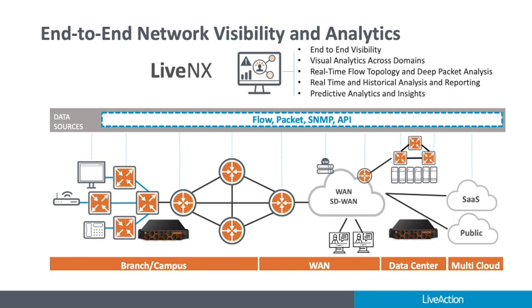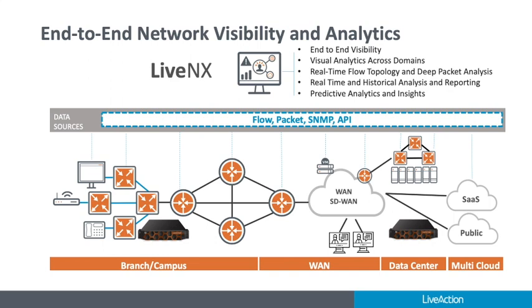SNMP is also one of the data sources we use, and we use SNMP to discover the network devices. We use it to track QoS drops. We also use it for utilization reporting. And then we get other information from SNMP.